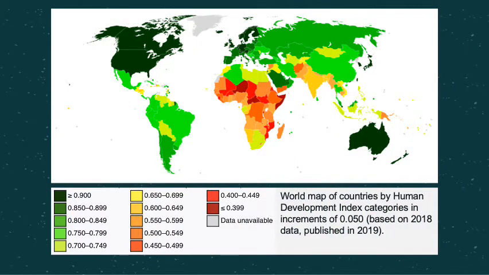This map shows countries and territories by Human Development Index based on the 2018 data. So the higher the HDI of a country, the better the living condition of the people. And in this map, it is evident that there are huge gaps in human development across the world. In fact, economic growth has been extremely unequal, not just between countries, but even within countries.